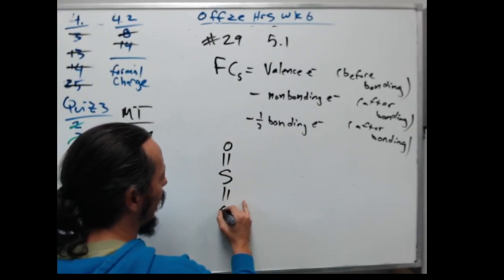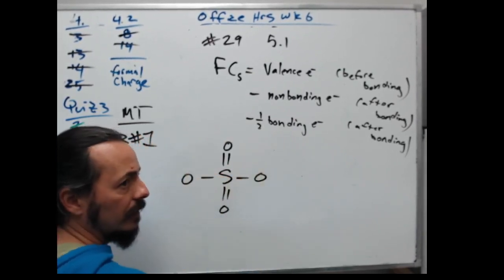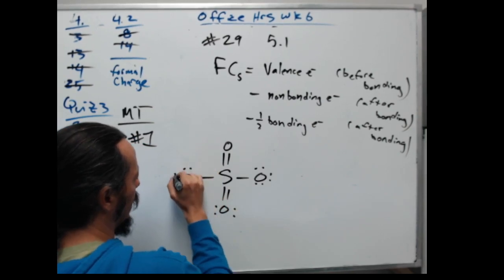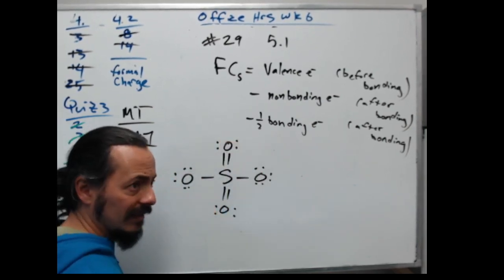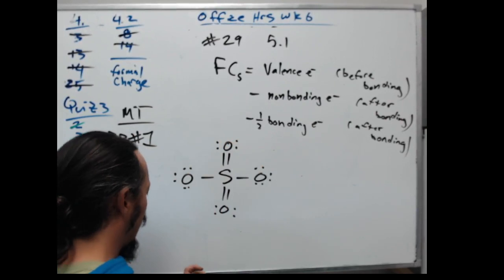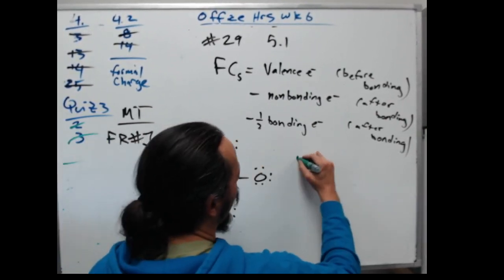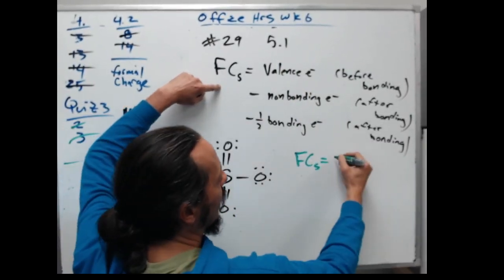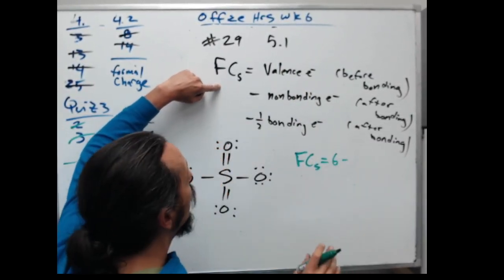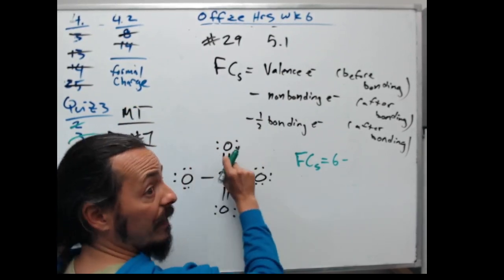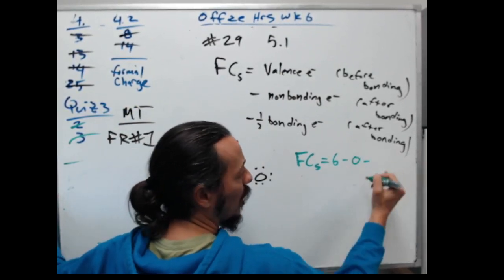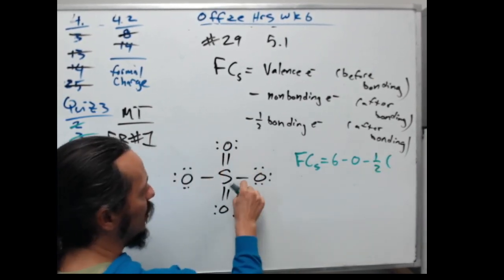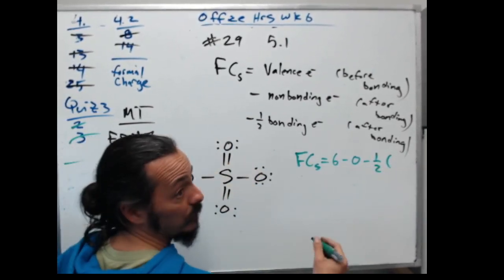If memory serves, you had it like this? Yeah. Did you have lone pairs on everything like this? Yeah. Like this? Okay. So if we calculate the formal charge of sulfur in the middle, I'm going to do valence electrons. Sulfur has 6 valence electrons before bonding. No lone pairs on the sulfur, so that's 0 non-bonding electrons, minus 1/2 of the electrons in the bonds, 2, 4, 6, 8, 10, 12, half of 12.